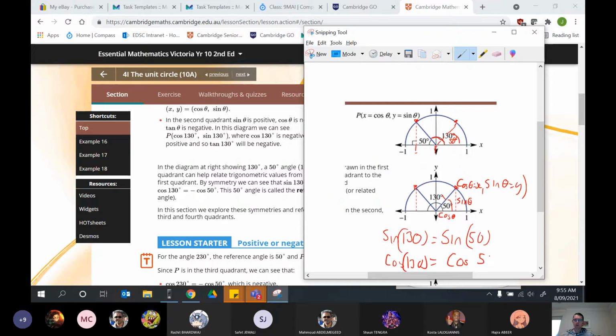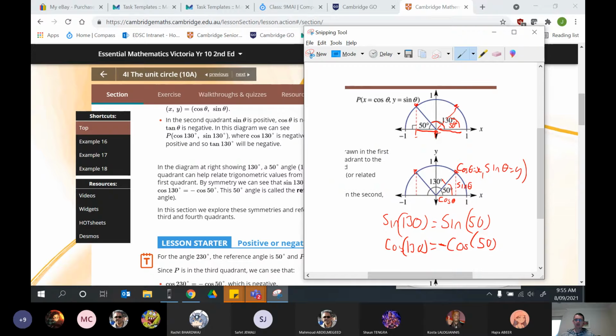Except I know that because this is going to give me a negative answer, and this will give me a positive answer, because when we're talking about cos, we're talking about the distance here. So cos 130 is going to give me a negative. To make it the same, I need to put a negative on there. That means cos 130 degrees is the same thing as negative cos 50.